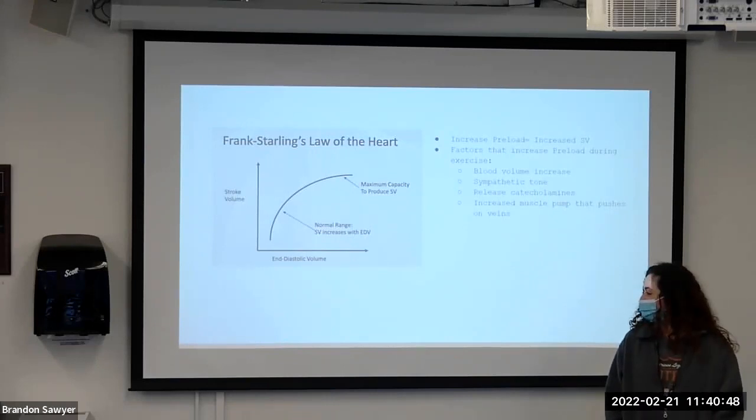Okay, so with an increase in preload, you also have an increase in stroke volume, sorry. And then the factors that increase the preload during exercise include the blood volume increase, sympathetic tone, boost of catapulting, and then increase in muscle contact. So with this diagram, it has a direct relationship between the stroke volume and the solid volume. So if one increases, the other also increases.